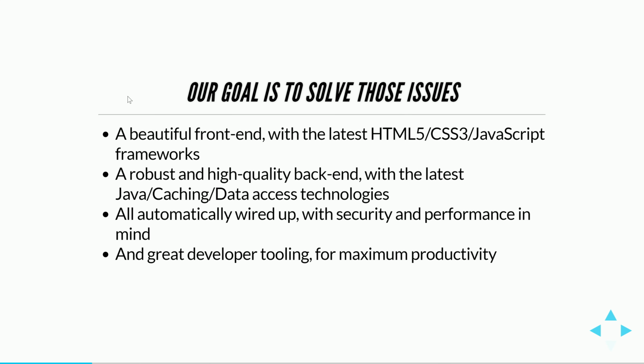About these issues that we talked about, we are mainly going to focus on a beautiful front end with the latest HTML5, CSS3, and JavaScript, and a robust, high-quality back end with the latest Java caching and data access technologies. You can use any data access technology you are familiar with, like PostgreSQL, MySQL, and also MongoDB, and then you are good to go with your production, and everything is automatically wired up. You don't need to worry about that. With security and performance in mind, an admin gets a full overview of that.